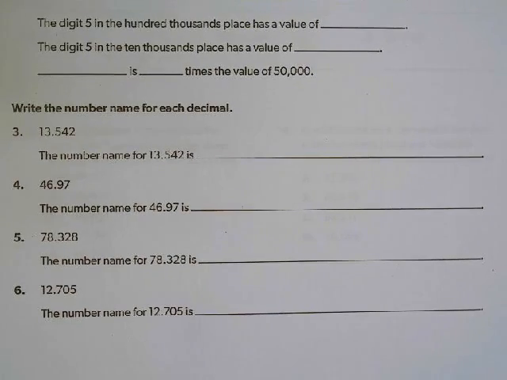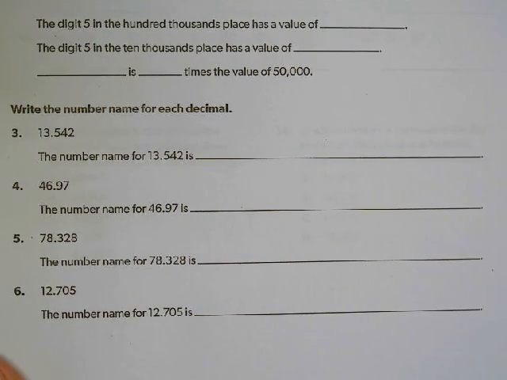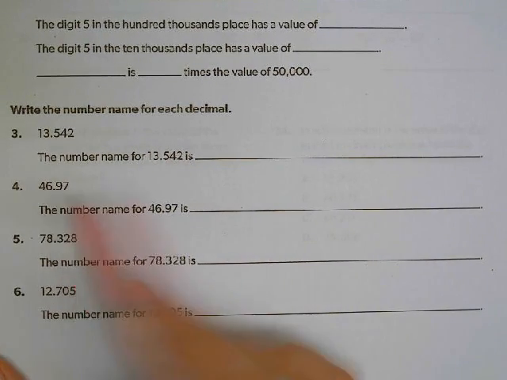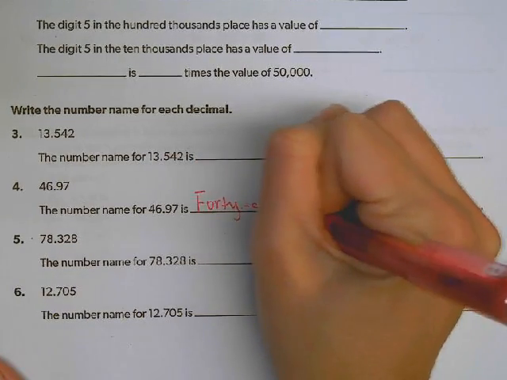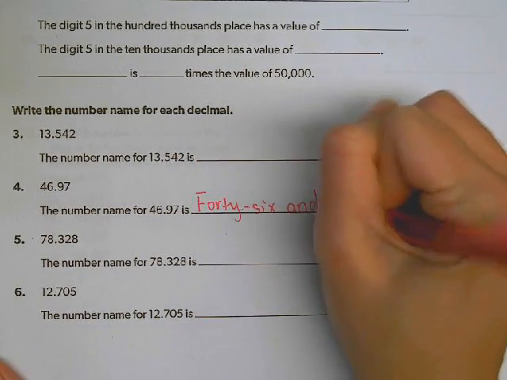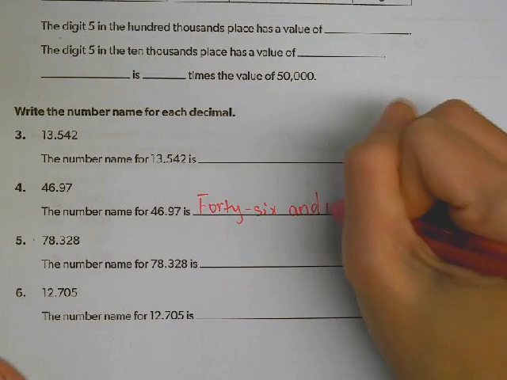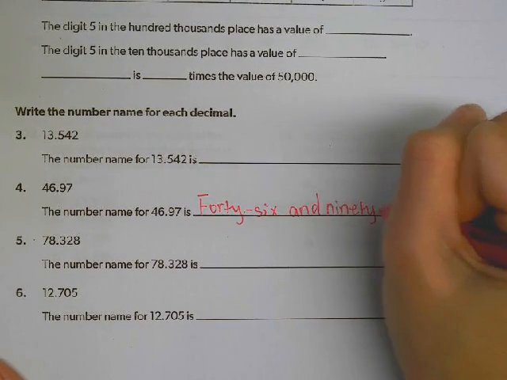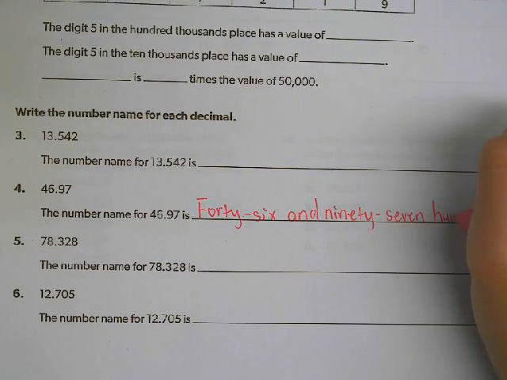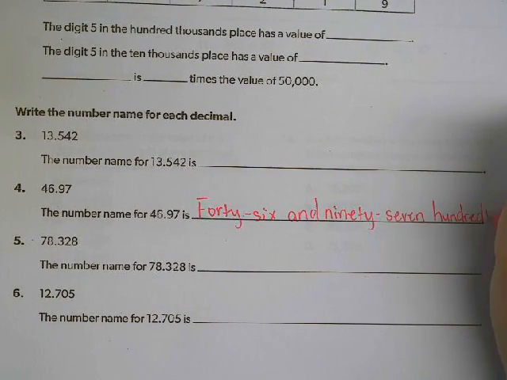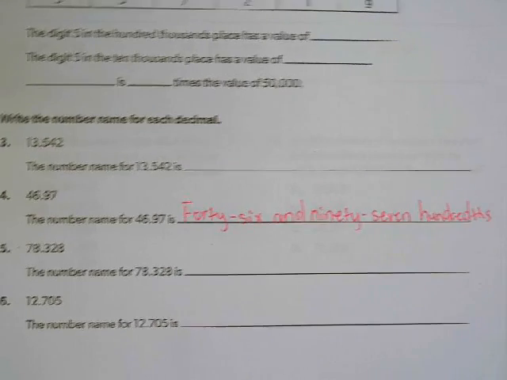And then here at the bottom, the last questions. When it says number name, that means they want it in word form. So let's look at this one. This one is 46 and, that's where you put the decimal, and 97 hundredths. And you have to put that THS on the end.